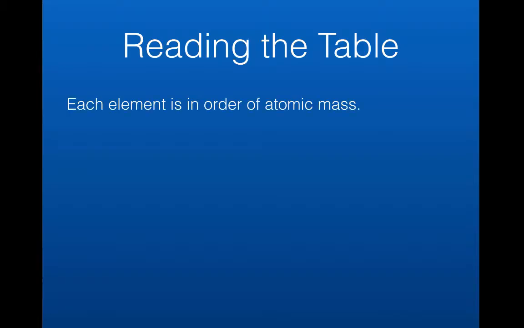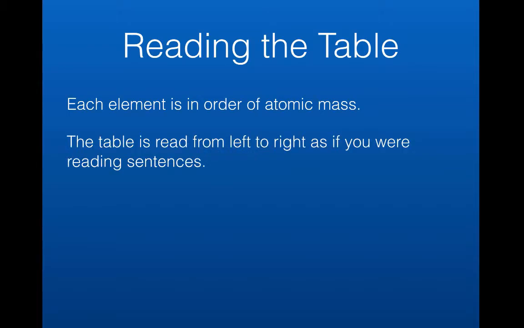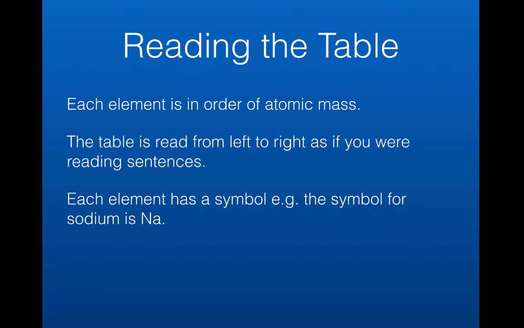Well, when you're reading the table, each element is in order of atomic mass. The table is read from left to right as if you're reading a sentence. Each element has a symbol. For example, the symbol for sodium is Na. Notice the N is a capital. The A is lowercase.